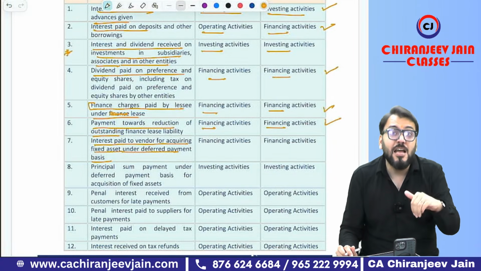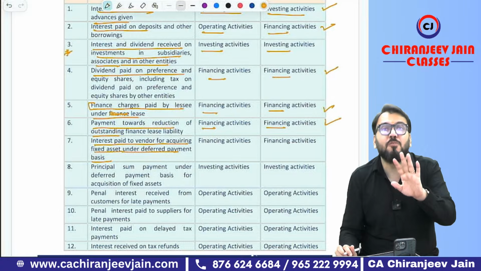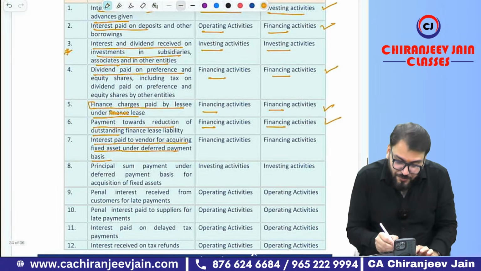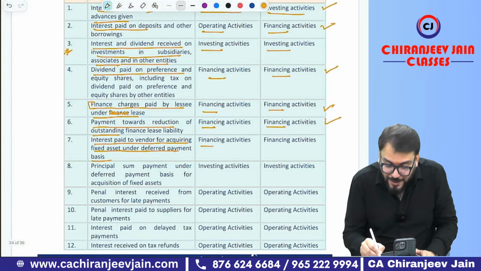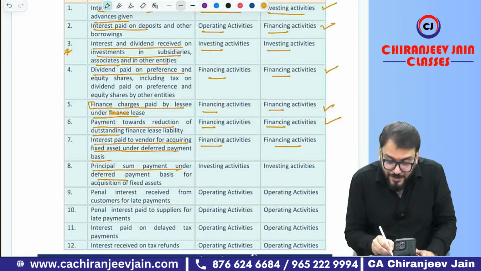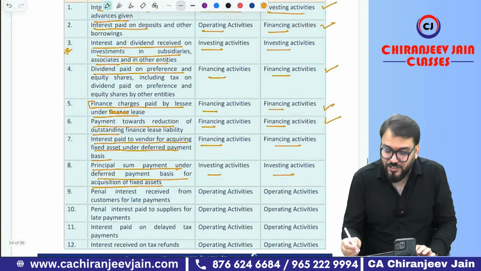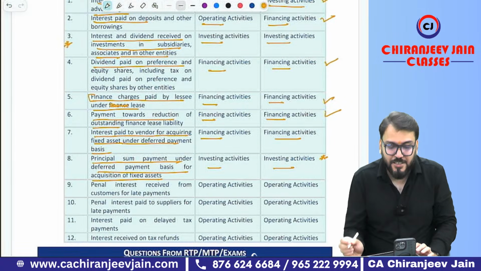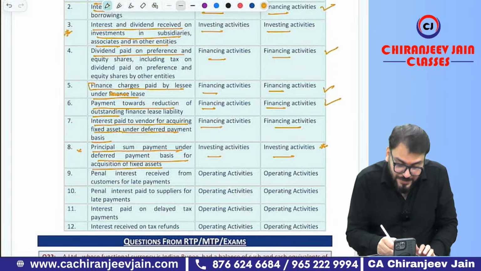And whatever extra amount you are paying, interest paid, that will be financing activities. Here it is slightly different: interest paid will be financing activities, but principal payment under deferred payment basis for acquisition of fixed asset will be investing activities. I think you have made a mistake here also. If you have, rectify it.